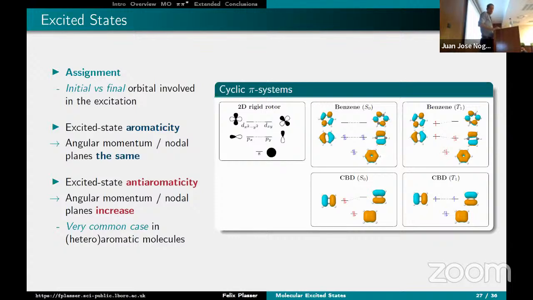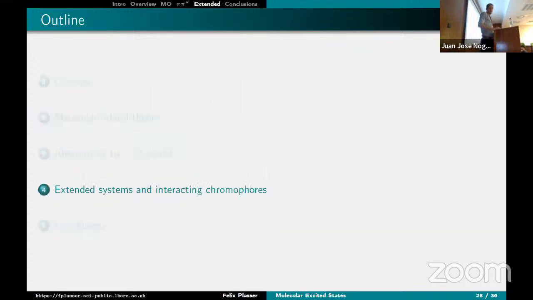Okay, so that's the pi-pi star system. The last section about the classification is how we talk about extended systems and interacting chromophores. I think that's again something that's in more common use than the stuff we just talked about.